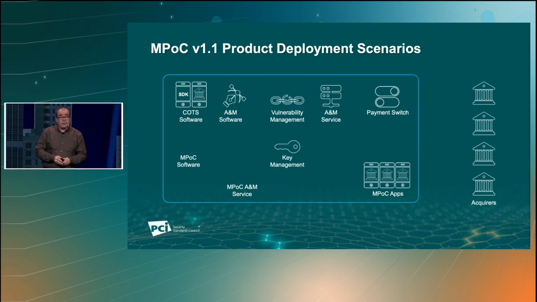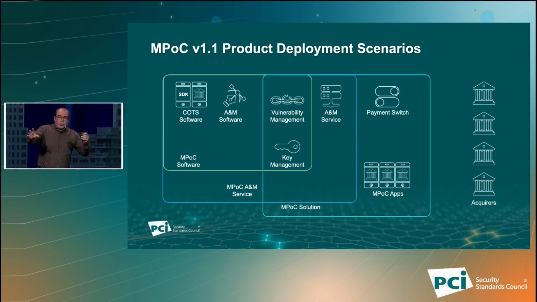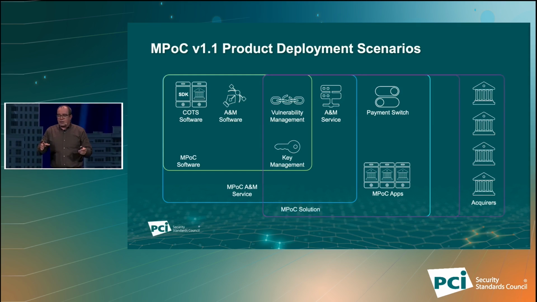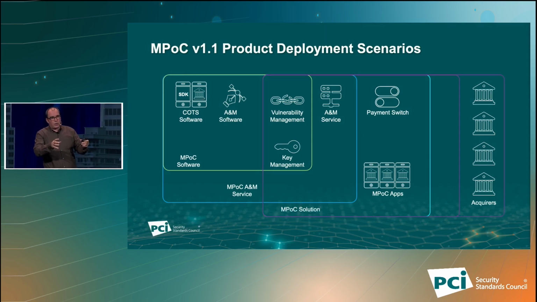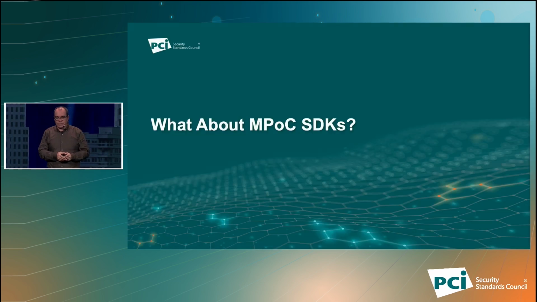You can also have an A&M service that includes the MPoC software product, it includes the actual A&M service, and it includes the payment switch and the MPoC applications to some extent that are being used with that. You can integrate these things in different ways, but you do need an MPoC solution to wrap up everything. We allow for the MPoC solution at the end of the day there, and that could be something that incorporates, once again, just that switch or essentially the acquiring institutions as well. This allows, as I said, for more simple white labeling and so forth.